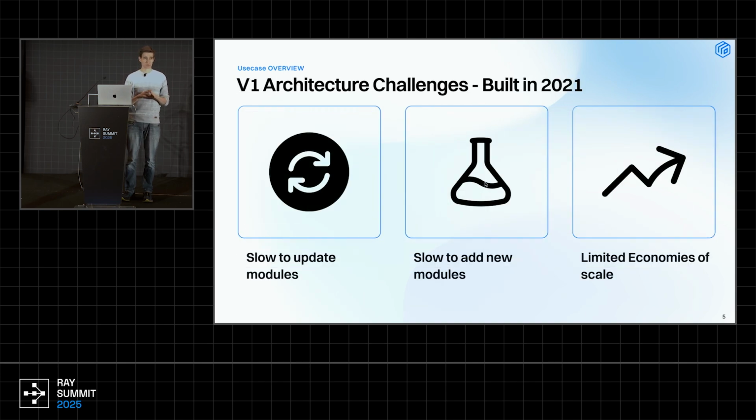So the three main issues that we ran into was the inability to actually update modules in the manner that we needed as we onboarded more and more customers. It was slow to add new modules onto our pipeline without a centralized orchestrator. And we were hitting limitations of economies of scale.